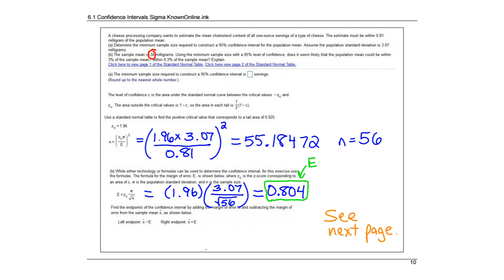Okay, so this problem has a lot going on. Let's look at the beginning. At the beginning, they tell me that a cheese processing company wants to estimate the mean cholesterol content of all 1 ounce servings of a type of cheese. This is kind of like the paint can. With the paint can, we were making sure that we were filling up the paint can. With this one, we want to look at the cholesterol content of a type of cheese. And the estimate must be within 0.81 milligram of the population mean. That is my E. Because of the words estimate must be within, that is going to be my margin of error.